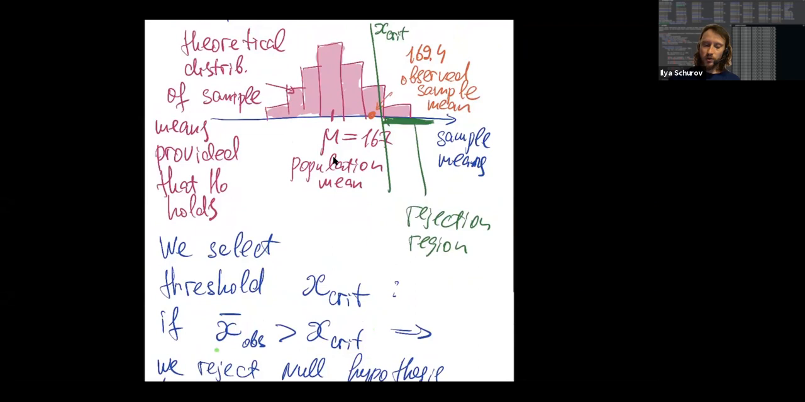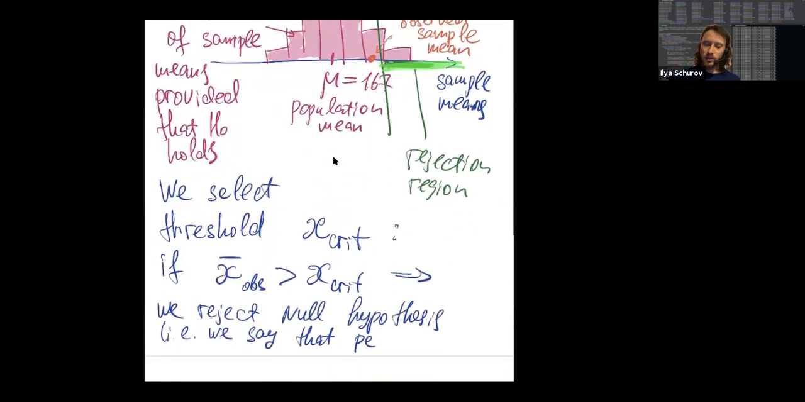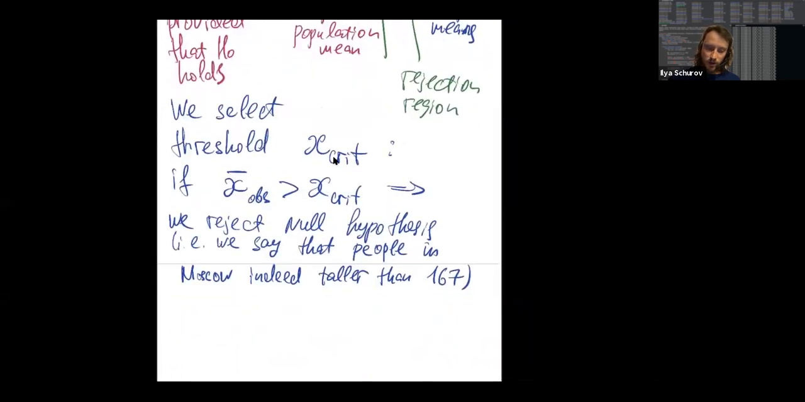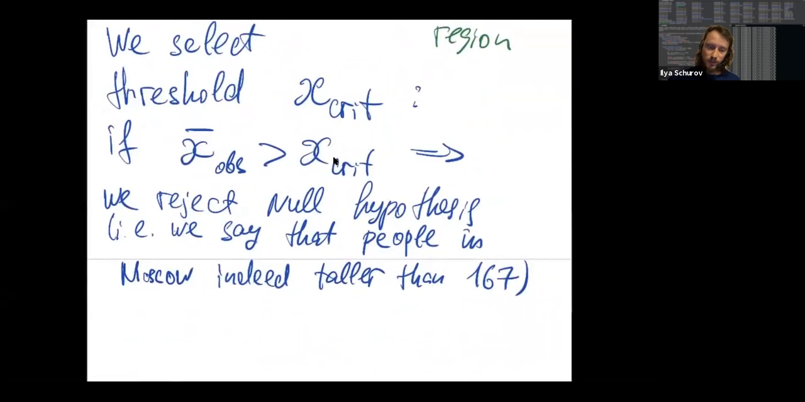If I get an observed sample mean that is greater than this X critical, then it belongs to the rejection region, and in this case I reject the null hypothesis. So I say that people in Moscow are indeed taller than people in the United States, than 167. Otherwise, I do not reject the null hypothesis, so basically I say nothing.